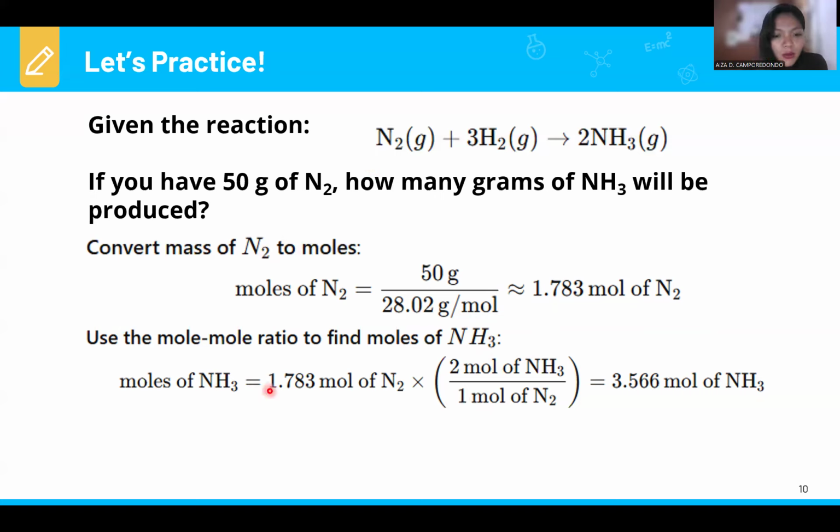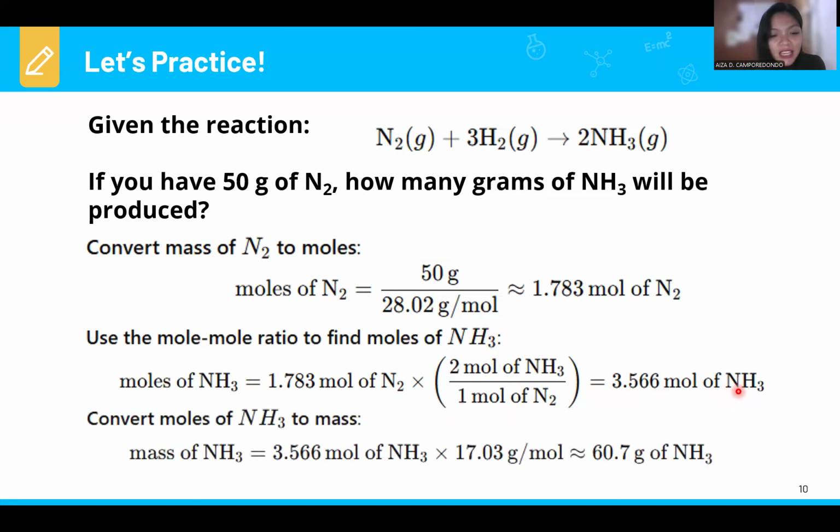That is why the moles of nitrogen gas here are multiplied by 2 moles of ammonia over 1 mole of nitrogen gas. We need to cross this out with this one, and that leaves us with 1.783 moles of nitrogen gas multiplied by 2 moles. That would be 3.566 moles of ammonia. But that is still not the final answer yet.